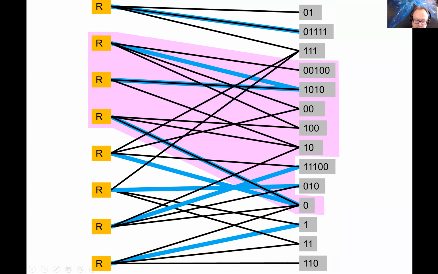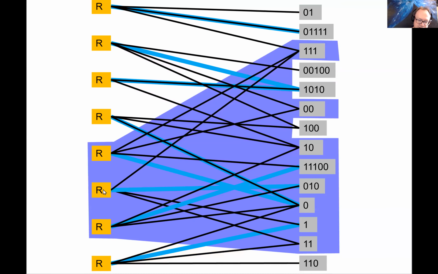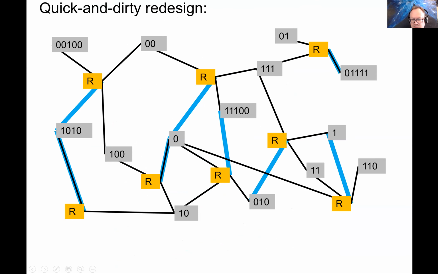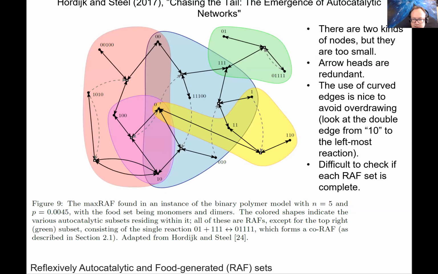So for each RAF set, you can check all the reactions in the set are connected to molecules that are also within the set and also connected to their catalysts within the set. And I find that type of thing difficult to check here. So anyways, maybe that's food for thought.